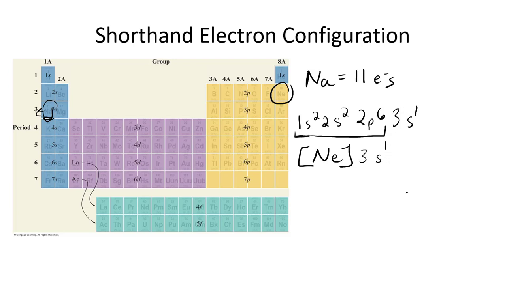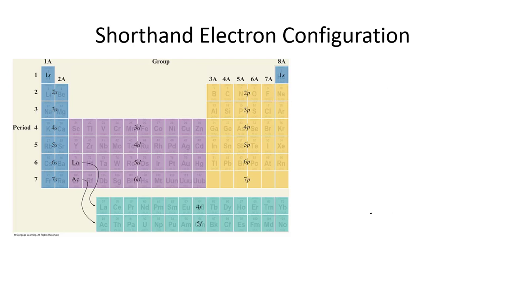I know I'm doing this pretty fast now, so feel free to pause it at any moment that you would like and work through it. You'll be this fast before you know it. What about krypton? We haven't done a noble gas yet. So 36 electrons. So first write the electron configurations.